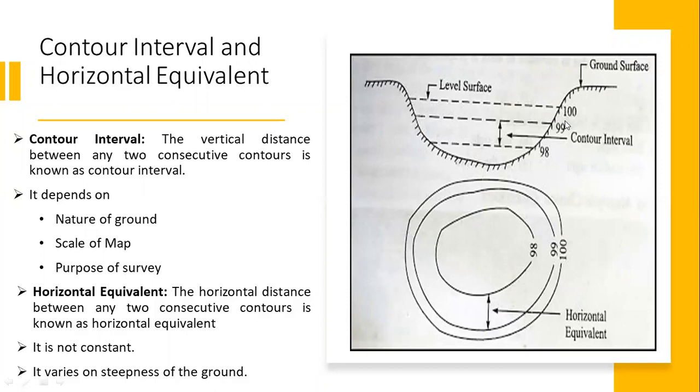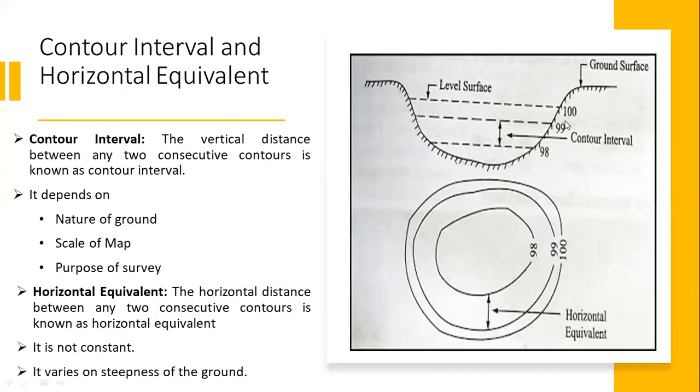It depends upon the nature of the ground, whether it is flat, sloping or steep, the scale of the map, and the purpose of the survey. Contour intervals for flat ground are generally small, like 0.25 meter, 0.5, 0.75 meter, etc. The contour interval for a steep slope in a hilly area is generally greater, like 5 meter, 10 meter, and 50 meter. For a small scale map, the interval may be 1 meter, 2 meter, 3 meter, etc., and for a large scale map, it may be 0.25, 0.5, 0.75, etc.